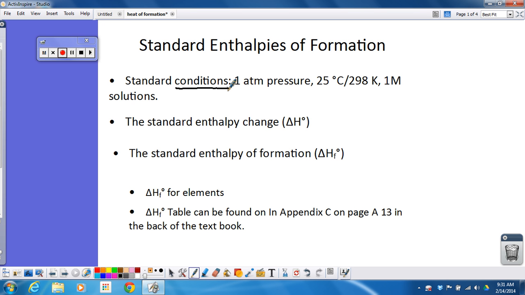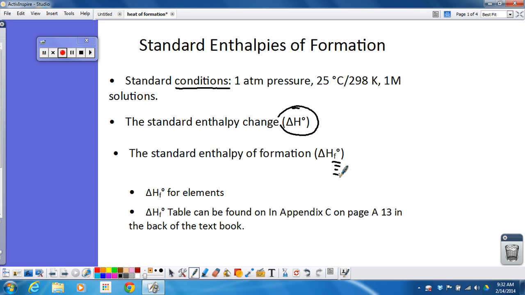So when we talk about standard heats of formation, the symbology looks like this. You'll notice you have delta H with a little degree sign. The little degree sign means under standard conditions. So this delta H would be for any reaction. If I'm talking about heat of formation specifically, you see that little lowercase f, defined as the heat of formation of a compound from its elements.